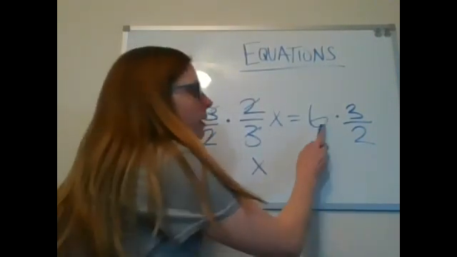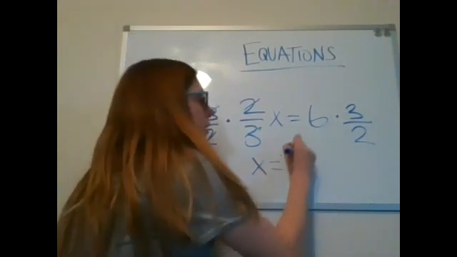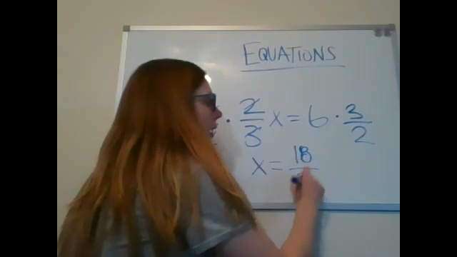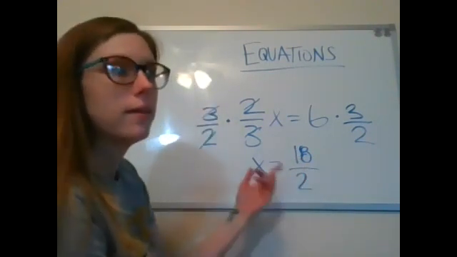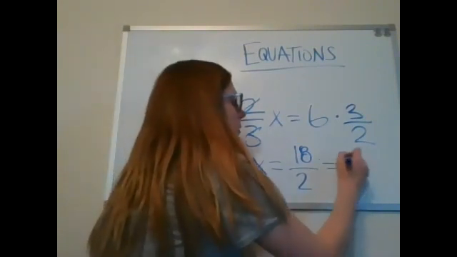What you can do is do 6 times 3 first. Okay, 6 times 3 is 18. So you have 18 over 2. That's the same as 18 divided by 2. 18 divided by 2 is 9.